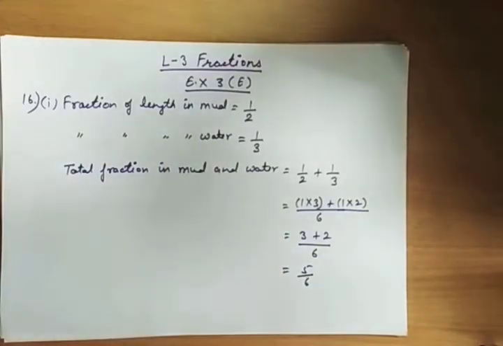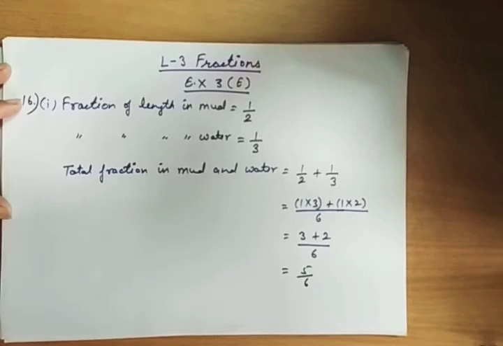Now in the first part of the question what we need to find is what fraction of its length is above the water. That means we have to find the fraction of the length which is above water. Above water means which should not be in mud or water.